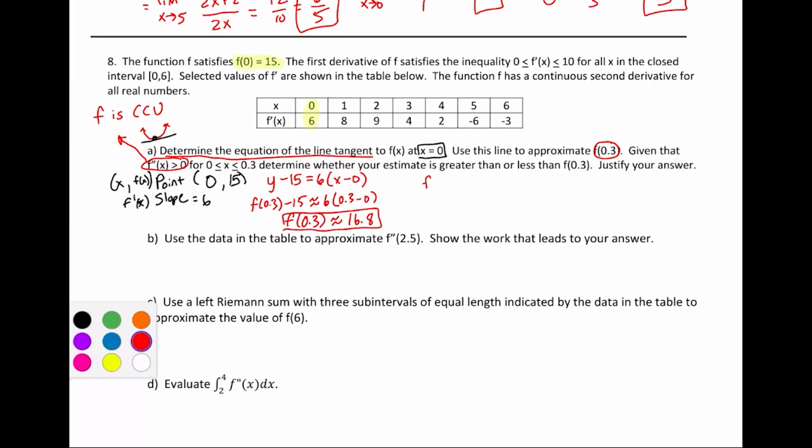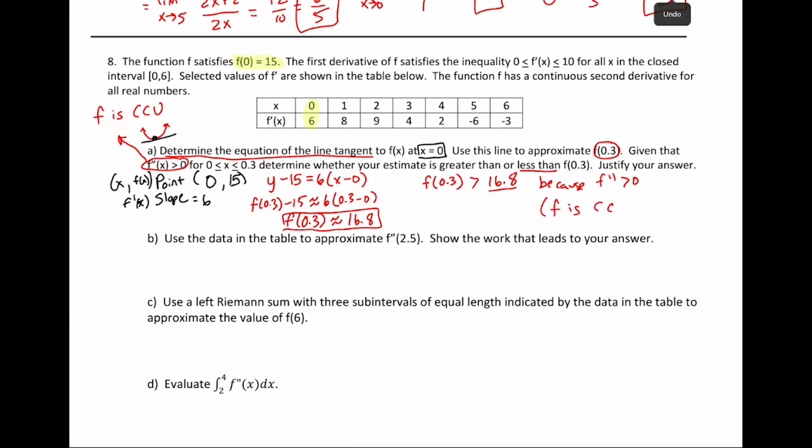Okay, so the actual value of f of 0.3 is going to be above 16.8. This estimate is less than the actual value. And that's because f double prime is positive, meaning that f is concave up on the interval 0 to 0.3. Okay, yeah, there's part A.